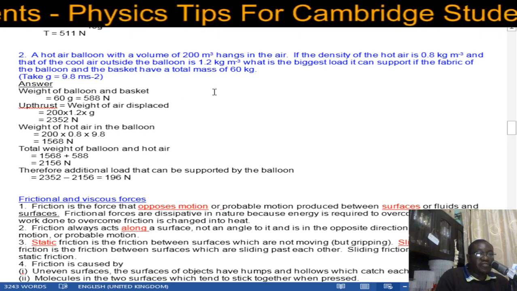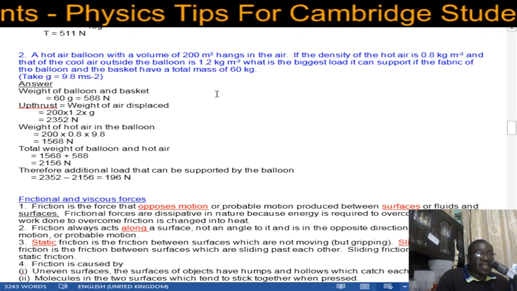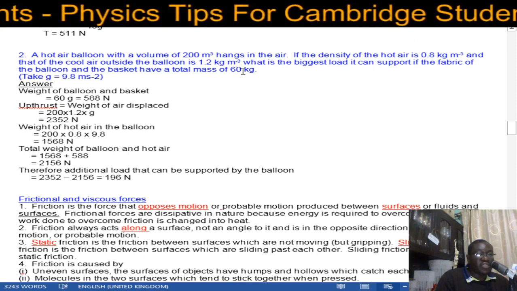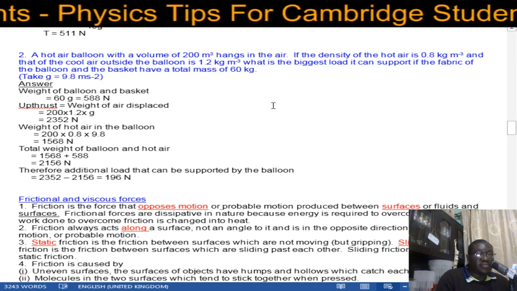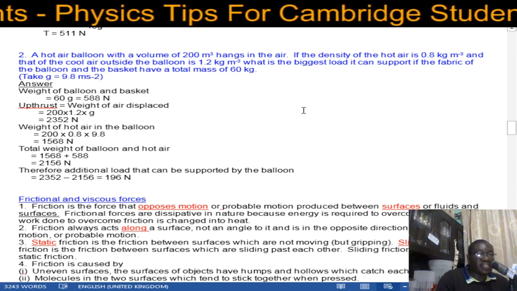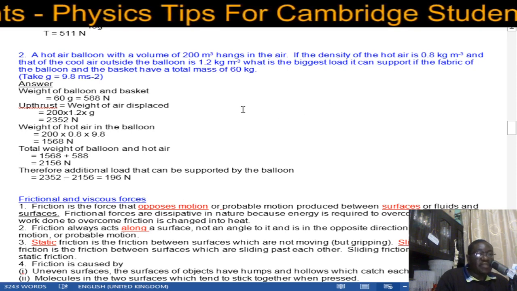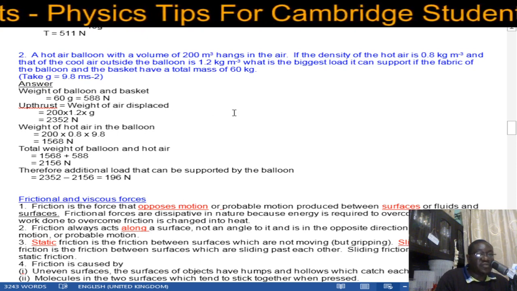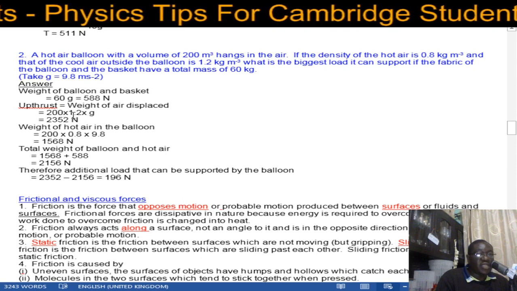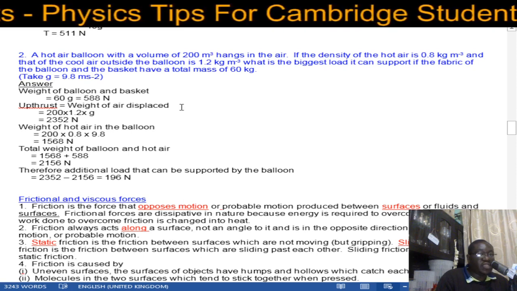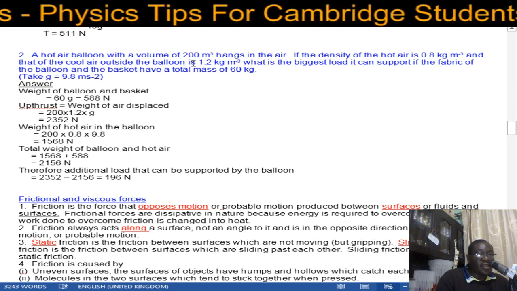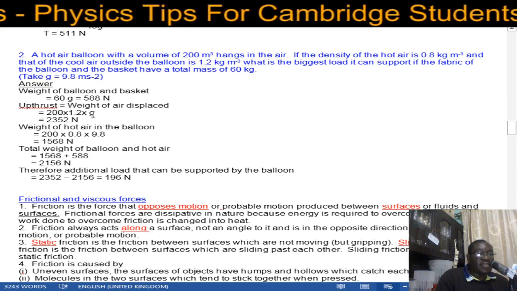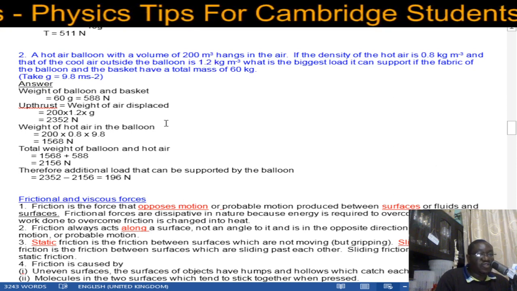Now, first of all, you need to find the weight of the balloon and the basket. So it's going to be mg, which is 60 kgs times g, which gives you 588 newtons. And then upthrust will be equal to the weight of the air displaced. And remember, that is rho Vg, where V is that one, and rho is 1.2, the density of the air outside the balloon, which is going to be displaced by the balloon, times g, which gives you 2,352 newtons.